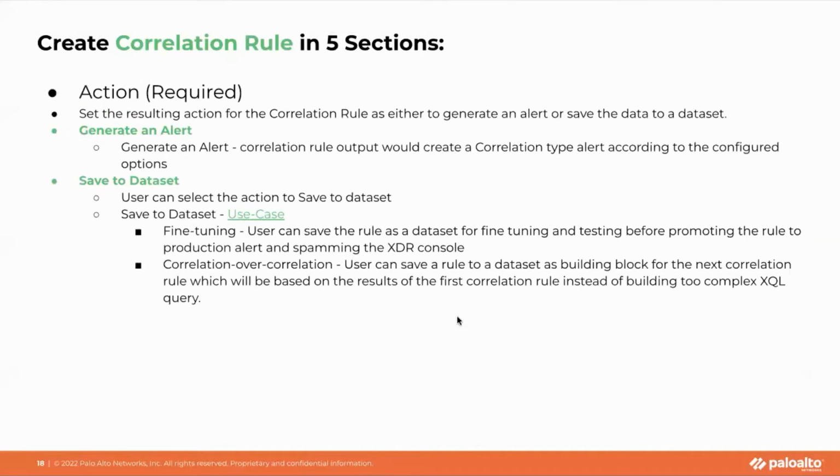A SecOps analyst has two options to set the resulting action for the correlation rule. You can either generate an alert or save the data to a data set. In the generate an alert option, the correlation rule output will create an alert type called correlation, according to the configured options. The use case to save the correlation rule as a data set is for fine-tuning, or using a saved rule as a building block for an additional correlation rule, which will be based on the results of the first correlation rule.